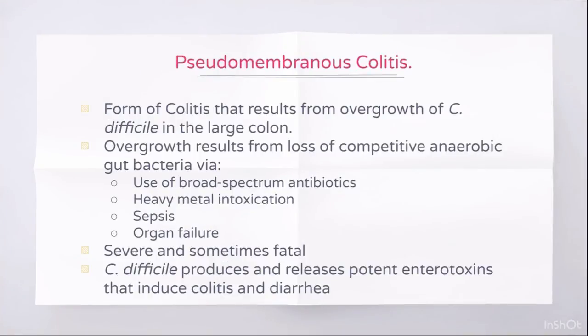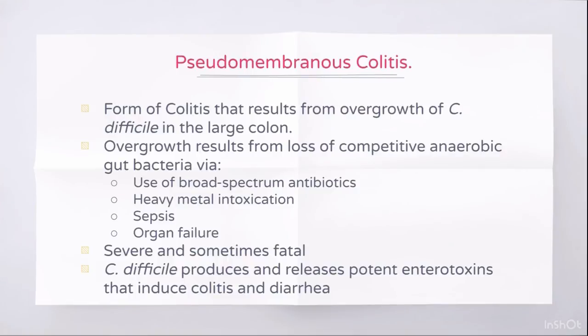The next disease we're going to talk about is pseudomembranous colitis. It is a form of colitis that results from overgrowth of C. difficile in the large colon. So overgrowth results from a loss of competitive anaerobic gut bacteria due to the use of broad-spectrum antibiotics, heavy metal intoxication, sepsis, and organ failure. This disease can be severe and sometimes fatal.